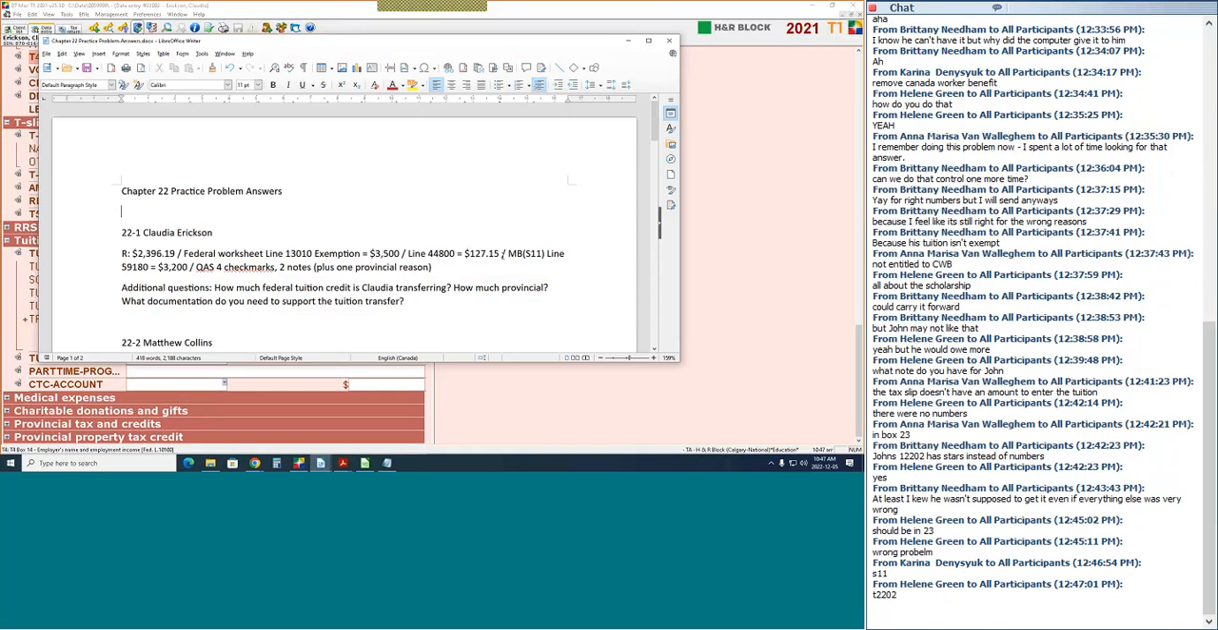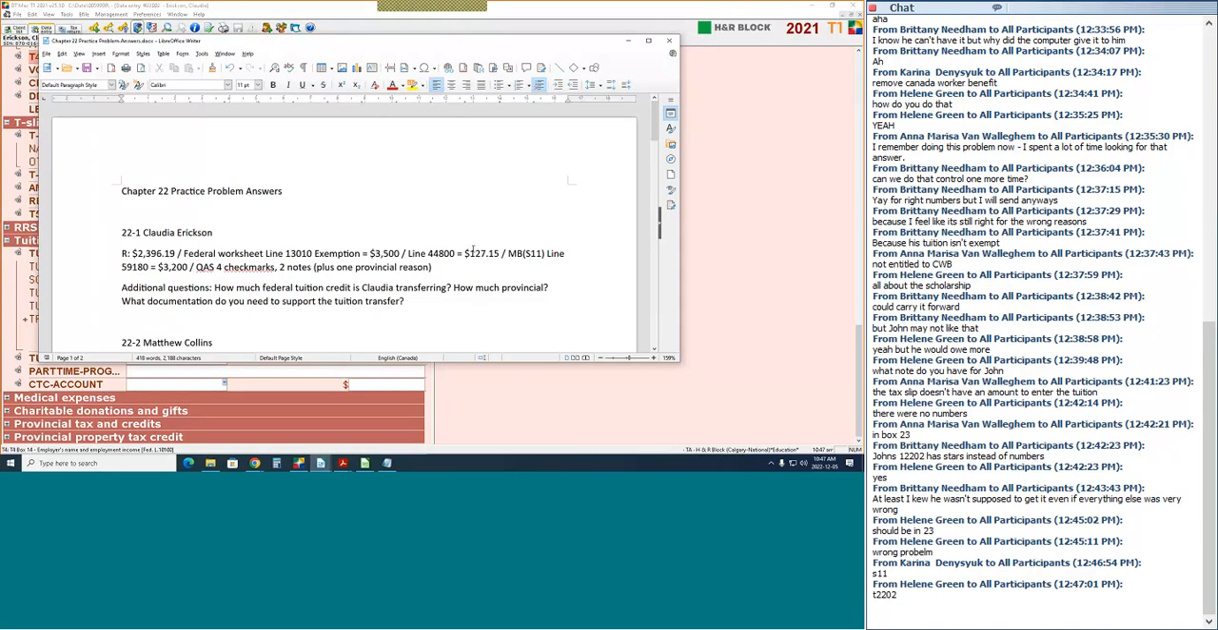So she's going to decide which parent to give it to. She's going to fill it out. She's going to put the numbers in, and she's going to sign it. Then you're going to make a copy of that. You're going to put it in her file, and you're going to make a second copy and give it to her parents because they're going to need it. Whoever's claiming it will need a copy as well.